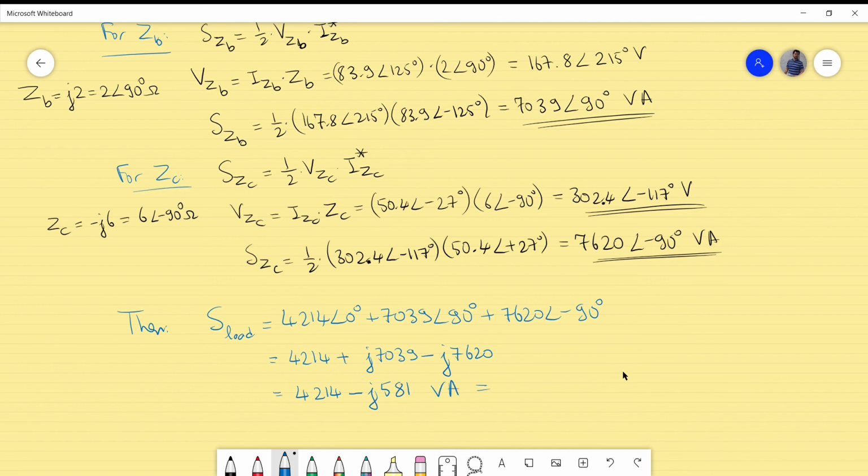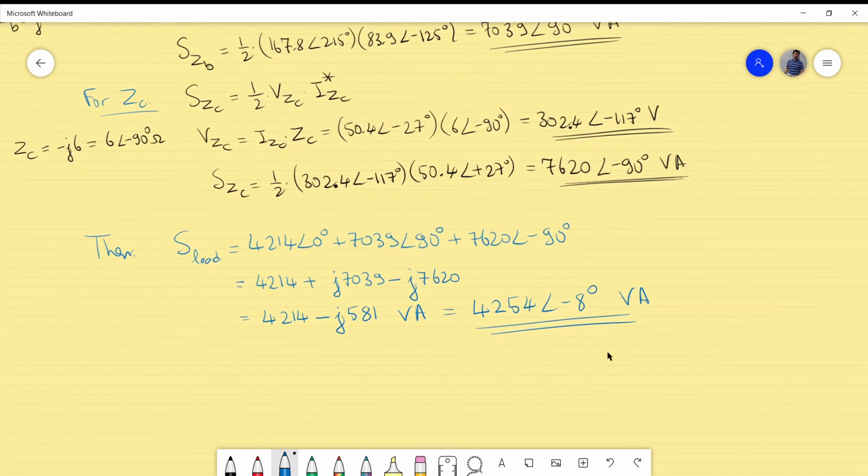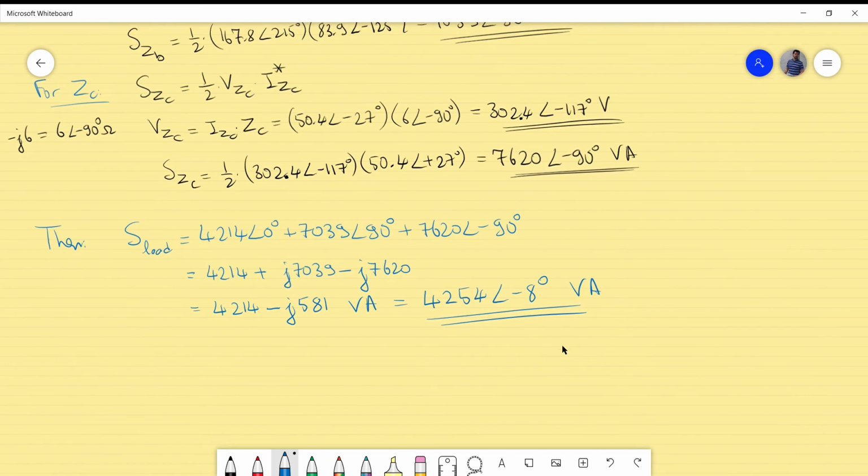And if you convert this to the polar representation, again using the standard formulas for determining the length and the phase, then we will have 4254, and the phase will be approximately -8 degrees. And it is also in volt amperes. So what you can see is we have a phase of -8 degrees. That will mean actually we have a leading power factor for the load.